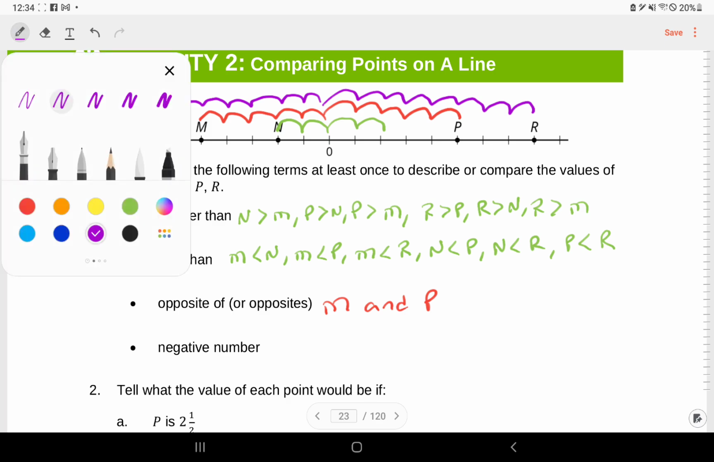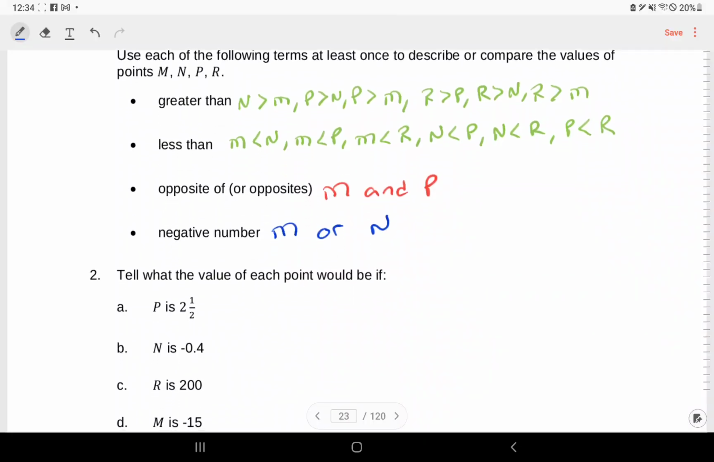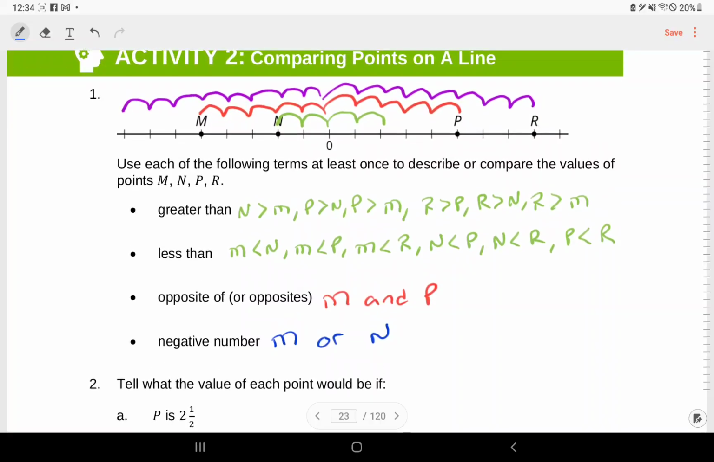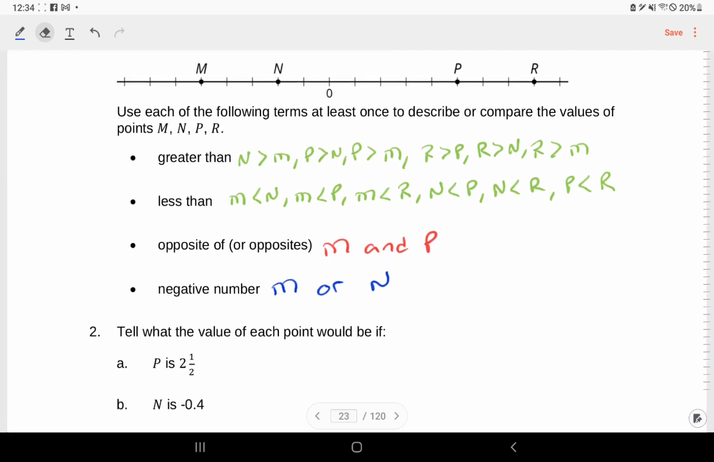And then a negative number. Well, that would be M or N. They're the only ones that are below 0. And so, if that's the case, they have to be negative.